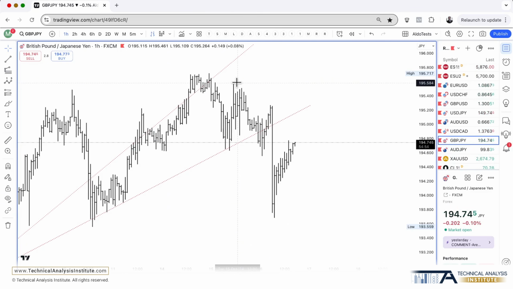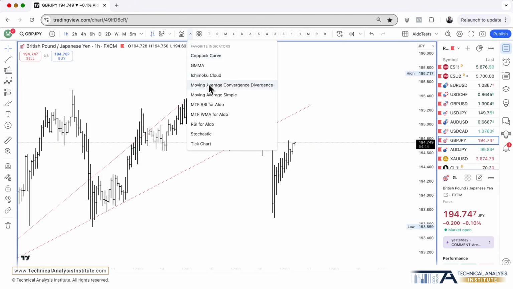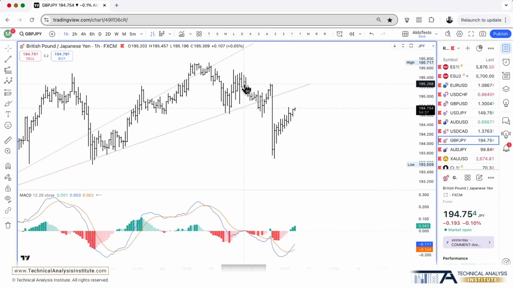So how do we know where to enter this market? So here is the trick. You're going to go into your indicators and you're going to choose the moving average, convergence, divergence, the MACD. This particular technique of MACD I didn't even include in the MACD mastery, but probably will include it in the near future. So basically, it's a different way to use MACD to trade those reversals.